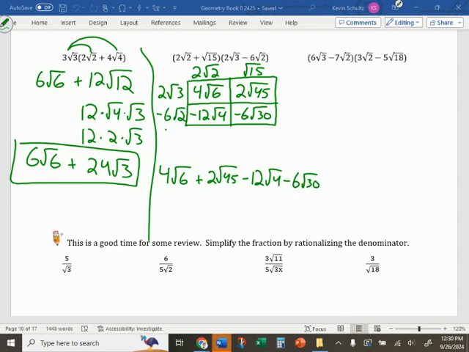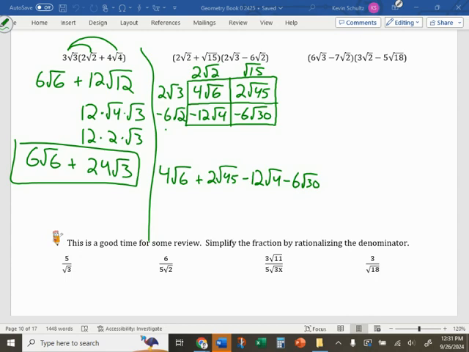We have four terms: 4 root 6 plus 2 root 45 minus 12 root 4 minus 6 root 30. Can we combine any of those as they're written right now? No. Well, we can simplify. Can we simplify 4 root 6? No. Can we simplify 2 root 45?